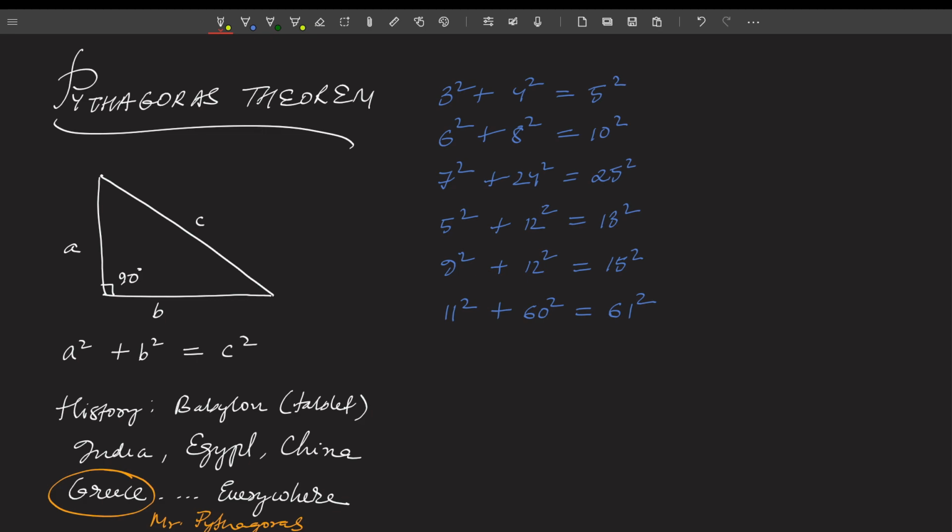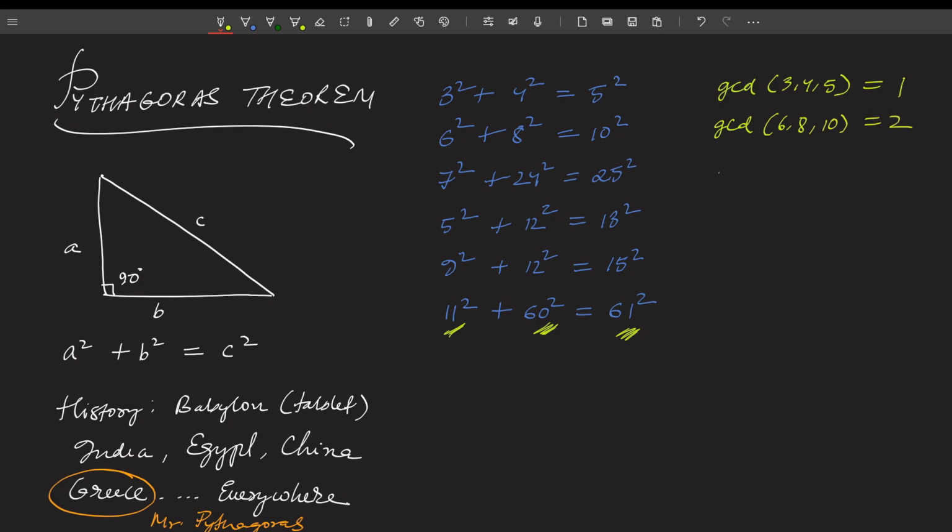Let us look at the greatest common divisor of these Pythagorean triplets. For example, 11, 60, and 61, they have no common factor. The greatest common divisor is 1. Similarly, the greatest common divisor of the first Pythagorean triplet, 3, 4, 5, is equal to 1. That of 6, 8, and 10 is equal to 2, because all these numbers are divisible by 2.